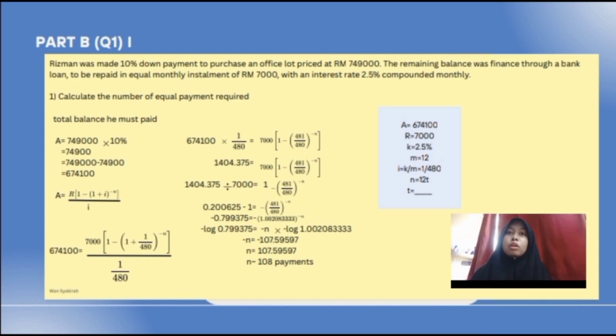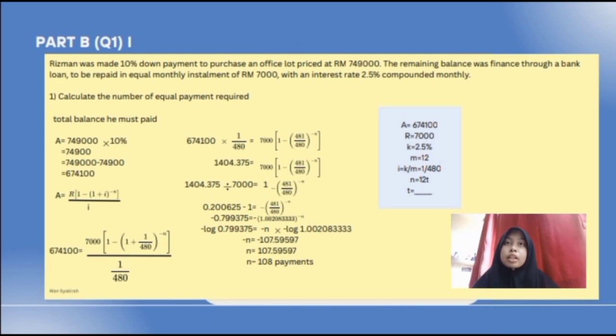Returning to the question, they want the number of equal payments, which means we must find N. So we use this formula: A equals R[1 minus (1 plus I) power negative N] divided by I. Then we fill all the information into the formula. 67,100 equals 7,000[1 minus (1 plus 1 per 480) power negative N] divided by 1 per 480. 1 per 480 we bring to the other side, and then 67,100 times 1 per 480 equals 7,000[1 minus (481 per 480) power negative N], and we get 1,404.375 equals 7,000[1 minus (481 per 480) power negative N].